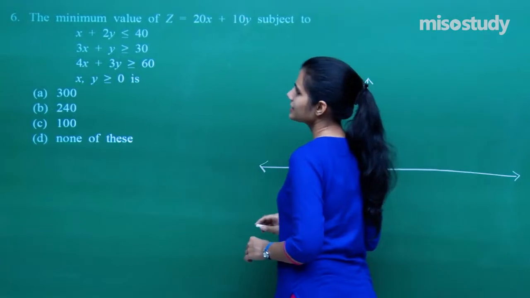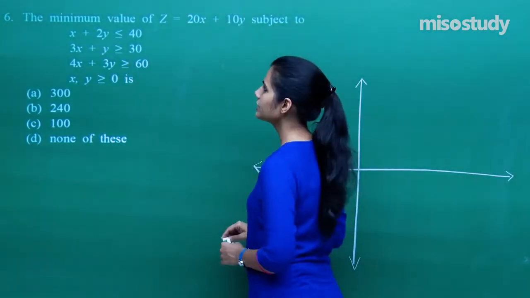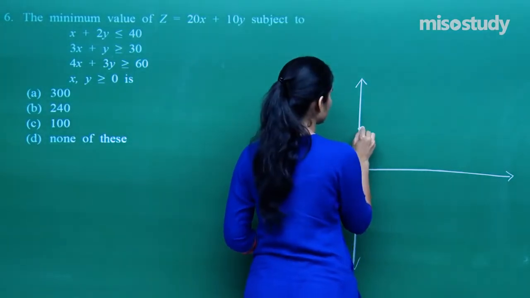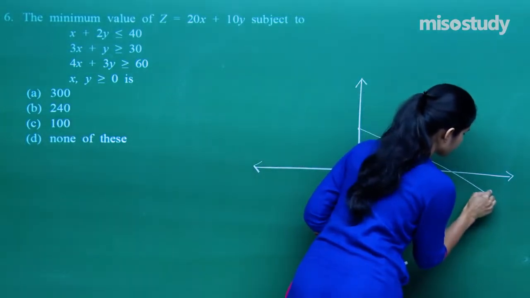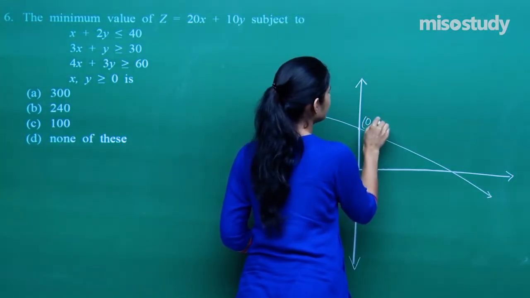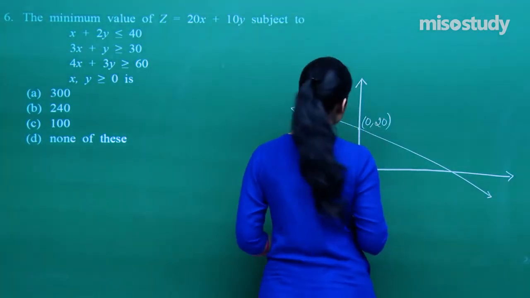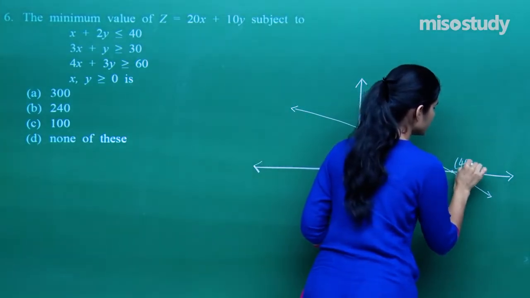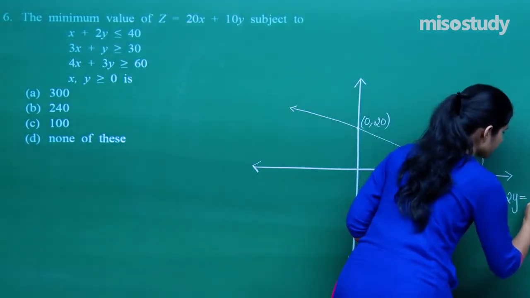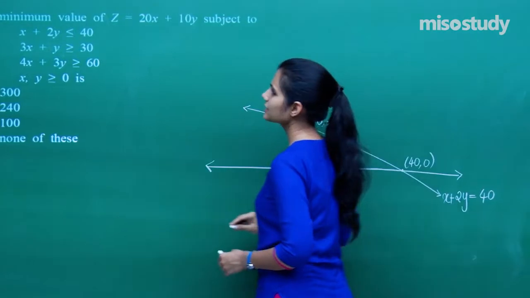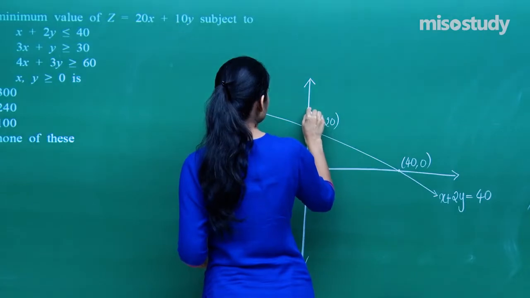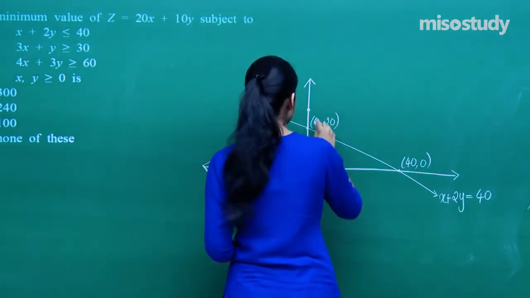First is x plus 2y less than or equal to 40. What do we do? x plus 2y equals 40. When x is 0, y is 20. When y is 0, x is 40. So you basically get a line like this. This is x plus 2y equals 40. Let's talk about the next one. We have 3x plus y is greater than or equal to 30. When x is 0, y is 30. And when y is 0, x is 10.